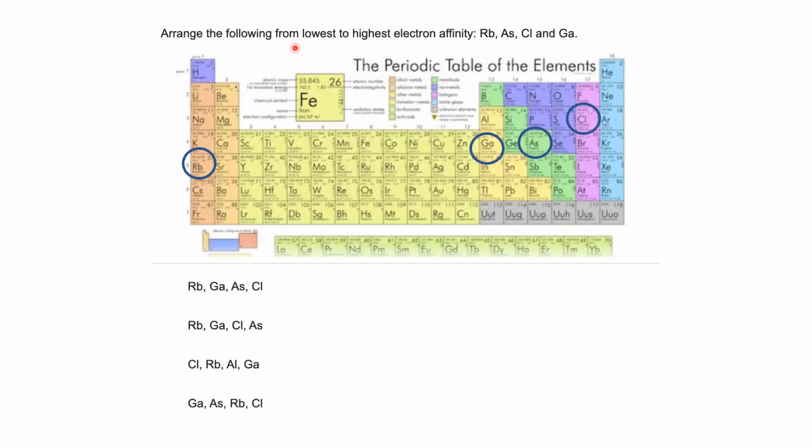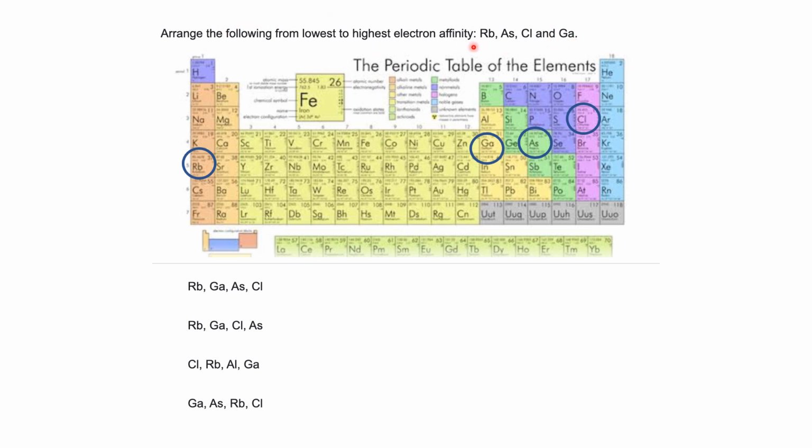And now we're going to try to solve some exercises, and if you have any problems with them, you can always go over the lesson again, and I'm pretty sure then everything is going to become clearer. Now, arrange the following from lowest to highest electron affinity. We have rubidium, arsenic, chlorine, and gallium.